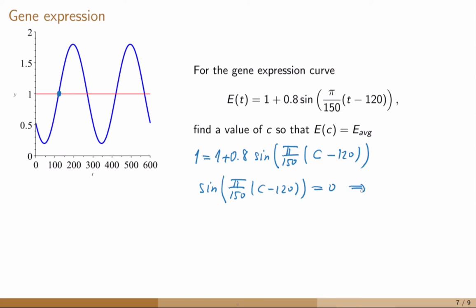And then this is satisfied if c is equal to 120, right? If c is 120, then inside the sine we have 0. So 120 is a point right here. So we found a value for c so that E of c, so then we get E of 120 equals E average, which was equal to 1. So we can do that.